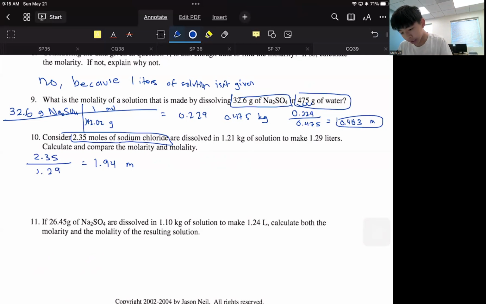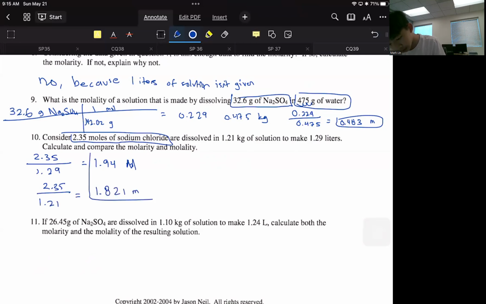Okay. And then that's gonna be our molarity. And then for molality, it's moles of solute, 2.35, over kilograms of solvent, 1.21. You get 1.821 small m.